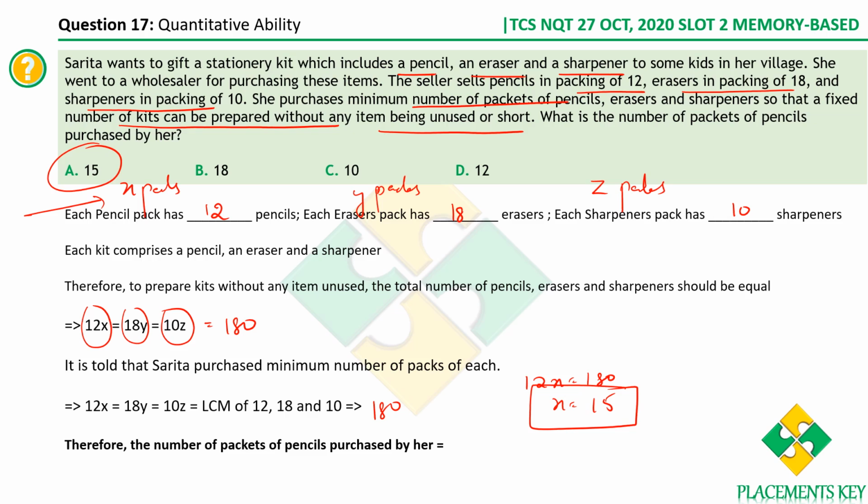She could have purchased a lot more packs, but we want the minimum number of packs. Therefore, we have taken the LCM as 180, assuming that each of the pencils, erasers and sharpeners is 180, so that we get the number of packets of pencils purchased as 15. We can also find out the minimum number of eraser packs and sharpener packs purchased here. Just equate 18y equal to 180, so you get the y value as 10. 10z is equal to 180, you get the z value as 18. In this case, the answer is 15.